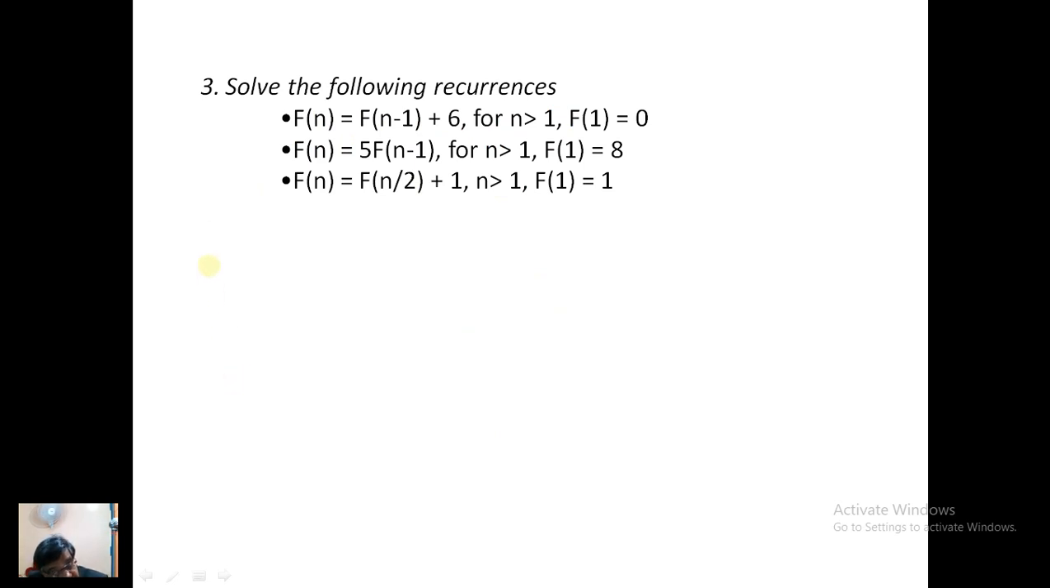And some problems are also given. These problems are of academic interest. You can solve these recurrence relations. This is f of n minus 2 plus 6 plus 6, or 2 times 6. f of n minus 3, 3 times 6. So the pattern is emerging. 5 f of n minus 1, 5 into 5 f of n minus 2, so 5 square f of n minus 2, 5 cube f of n minus 3. So the pattern is emerging, and look at the base case and do this carefully. Similarly f of n by 2, where n is expressed as 2 to the power of k. Then go on applying the backward substitution method and find the solution.